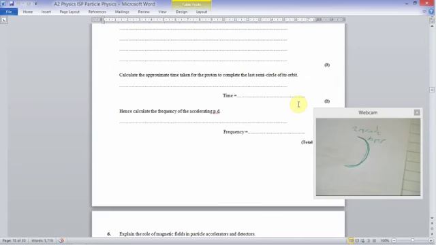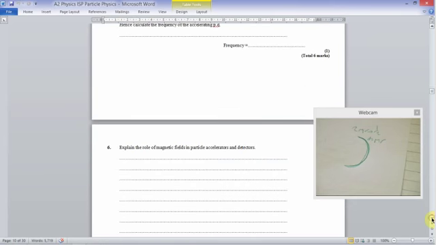Hence, calculate the frequency of the accelerating PD. Well, frequency is 1 over the time period, but that's the time only for the last semicircle. Yes, that's the last semicircle. So the frequency is 1 over the time period. Remember that's just for a semicircle, so we need to go 1 over the entire time period to figure out the frequency. Okay, 6. So this is all I said I was going to go through in a bit of detail.